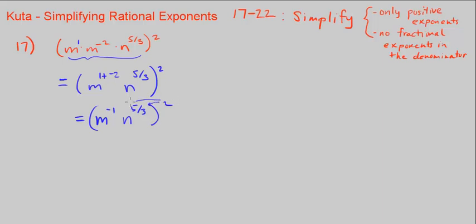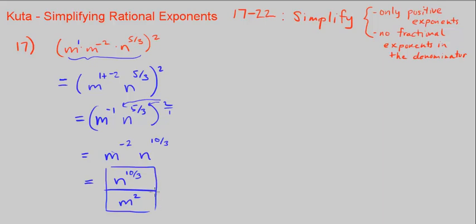And now let's distribute the 2. So we get m, well, what's 2 times negative 1? It's negative 2, and 5/3 times 2 is 10/3. Okay, because remember 2 is over 1. And the only thing we want to do is we only want positive exponents. So to make this positive, we need to put it in the denominator. So it's n to the 10 over 3 over m to the positive 2. Okay? And this is number 17.